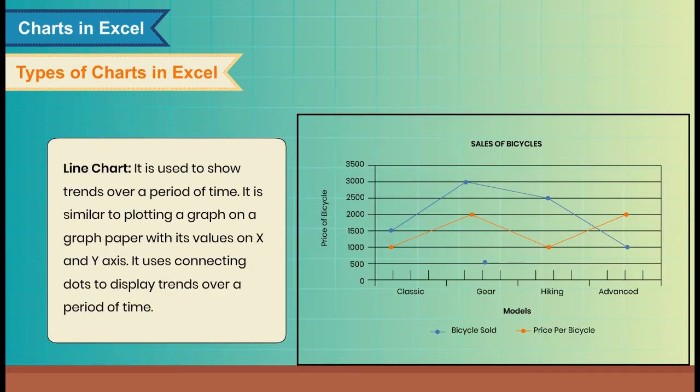Line chart. It is used to show trends over a period of time. It is similar to plotting a graph on a graph paper with its values on X and Y axis. It uses connecting dots to display trends over a period of time.